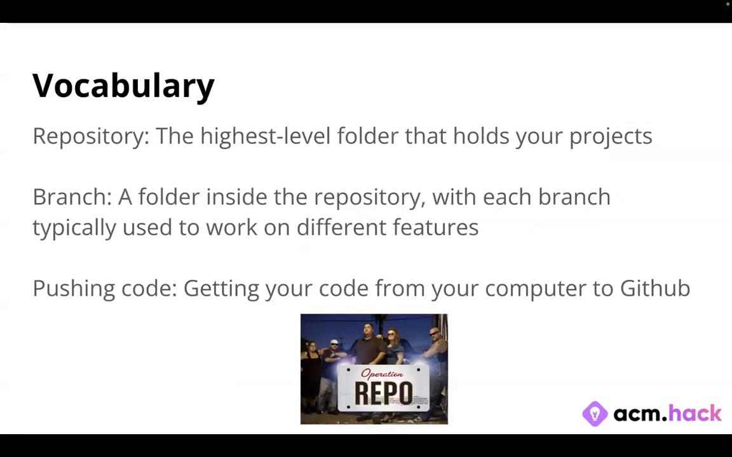And some very basic vocabulary, because I'm going to be referencing these terms. A repository is a really high level folder that is going to hold all of the projects that we make. A branch is a folder inside that repository, with each branch usually used to work on different features, not something we're going to be super concerned about today. And pushing code is just the general term for getting our code from our computer to GitHub.